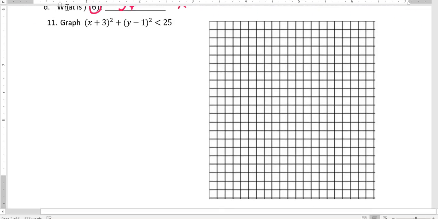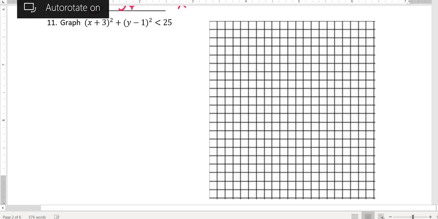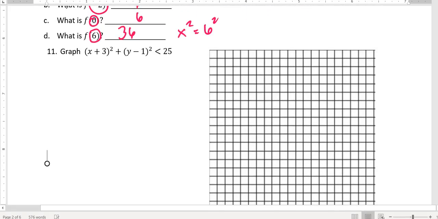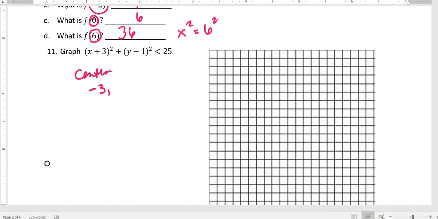Okay, number 11. This is simply a graphing problem, and it's just asking us, do we recognize what this is? We do. It's a circle, right? So we know that the center is going to be negative 3, 1.